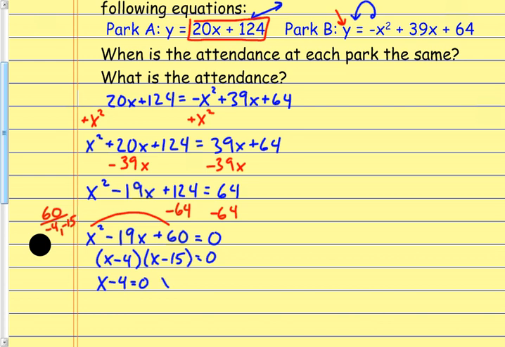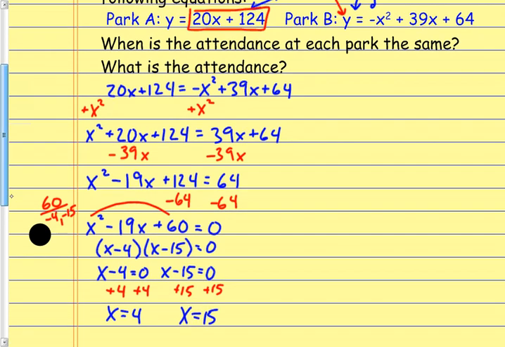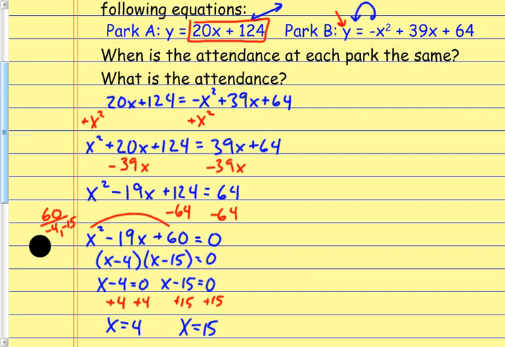And I solve each. Here I'm adding the 4 to each side. That gives me x equals 4. Here I'm adding the 15 to each side. So I get x equals 15. And now it's time to finish this off and interpret the results. The 4 needs something to go with it. Again, I'm going to take the linear model, y equals 20x plus 124, and that's what I'm going to use to plug these in.